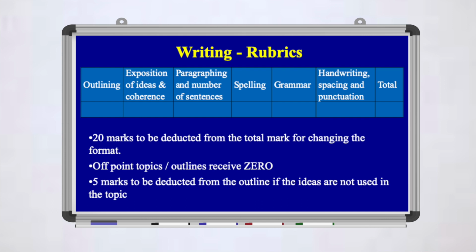In the exam, when you write an essay, we will look at your plan, your outlining, and then your exposition of ideas and coherence. Your ideas should relate together. One idea should correspond to the other. Paragraphing a number of sentences. You should write 4 paragraphs, not less than that. The spelling mistakes is really important, as well as the grammar, handwriting, spacing, and punctuation.